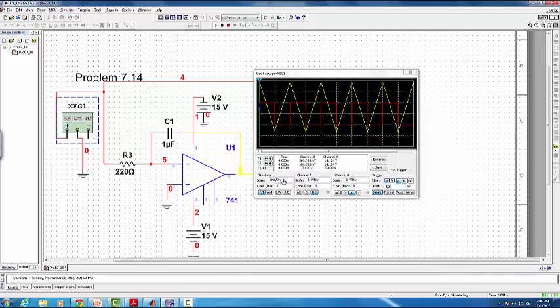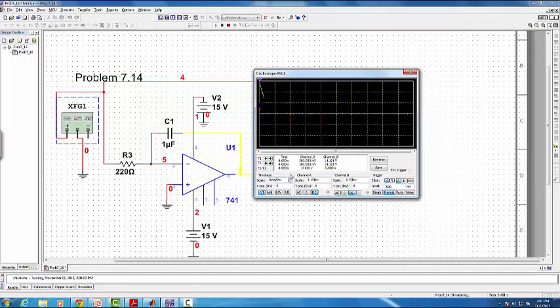There I'm running it. You can see, oops, I'm on single sweep. So there I'm running it, and I can expand it or whatever have you. So this is an integrator circuit, and indeed it's converting the step function into a ramp function with a negative sign because this is an inverting configuration.